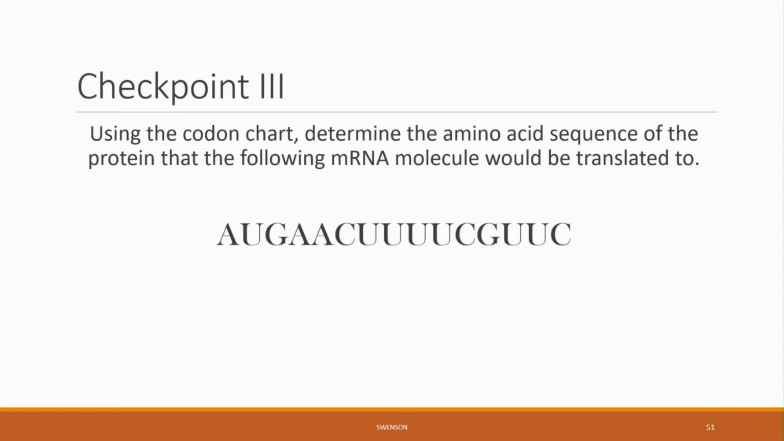Checkpoint 3. Use the codon chart. Determine the amino acid sequence of the protein that the following mRNA molecule would be translated to.